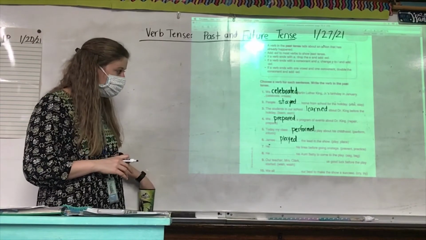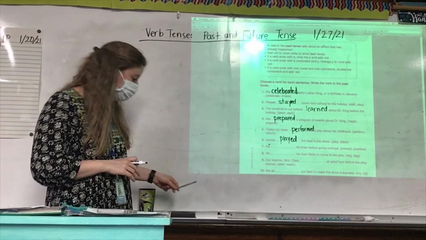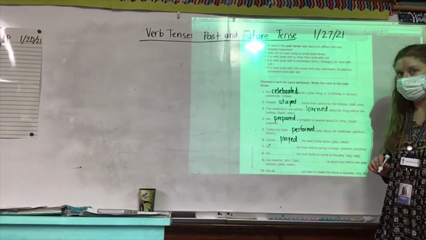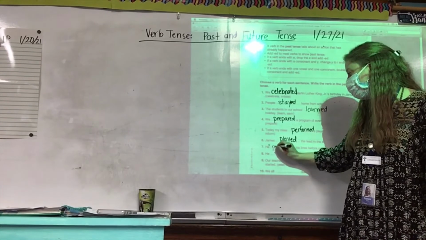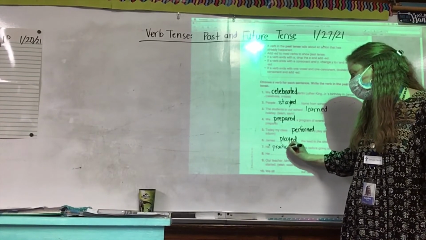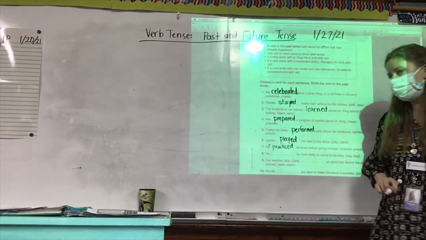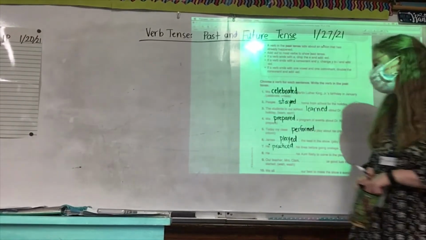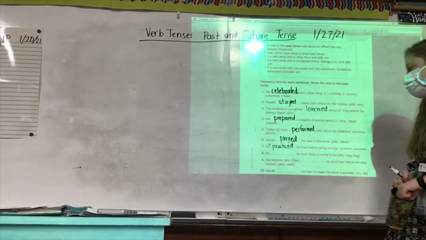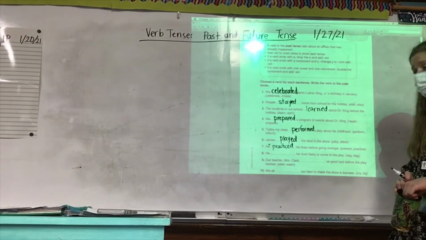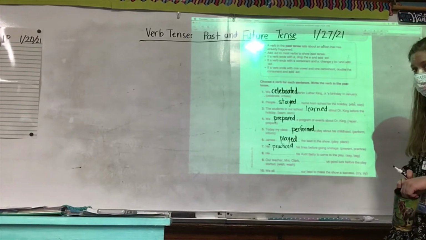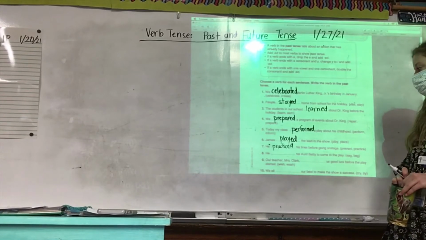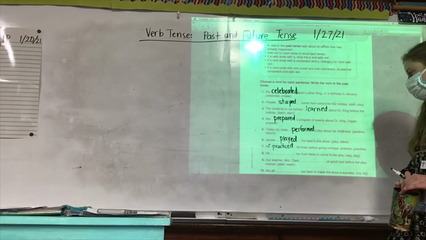Number 7, he blanked his lines before going on stage. Kingston, did he prevent or did he practice? Practice. How do we make practice past tense? Added D. Why are we not adding ed? What? There's already an E. And if we added ed, we'd have to read it, he practiced. But how do we read it? Read the whole sentence. He practiced his lines before going on stage.